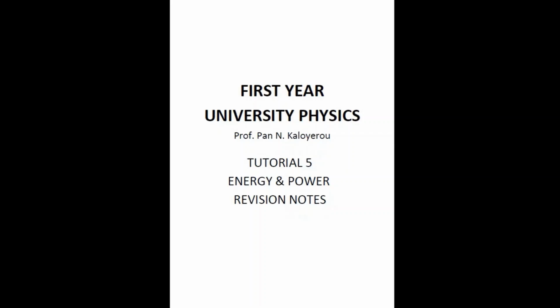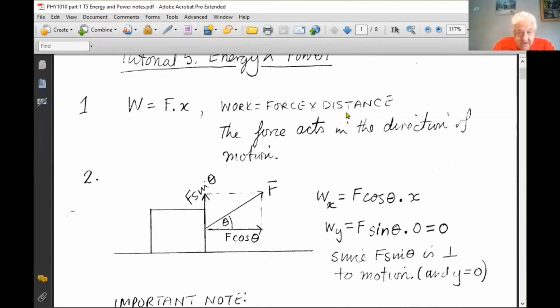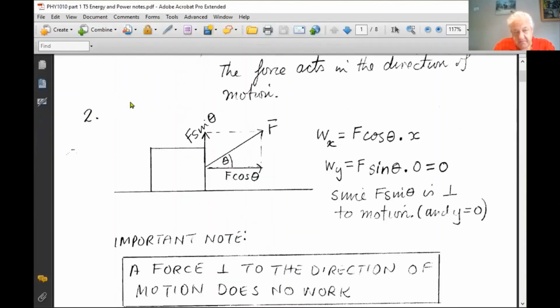Okay, let's go to my notes. Tutorial 5, energy and power. I'm going to read this out to you first and then go to the whiteboard to explain things in more detail. Number 1, work equals force times distance, and in words, the force acts in the direction of motion. It's important that you understand this. In this formula, this force must be in the direction of the motion to get the correct work.